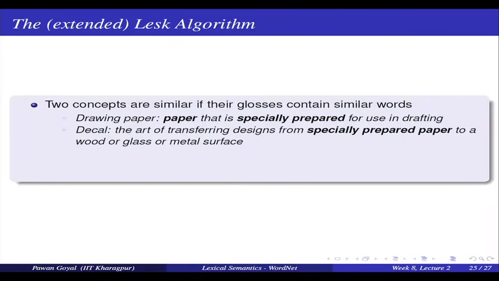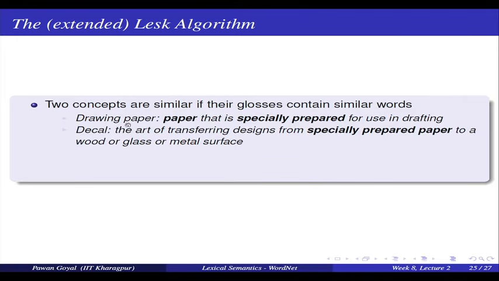Now, suppose I want to use their glosses, the way the different concepts are defined in WordNet, for computing similarity. There is a very simple algorithm called the Lesk algorithm. There is also an extended Lesk version that is used for that. And what is the idea? Two concepts are similar if their glosses contain similar words.